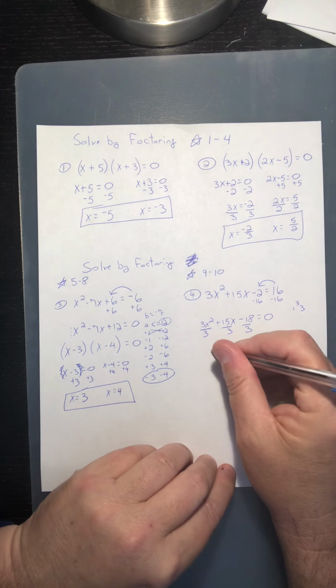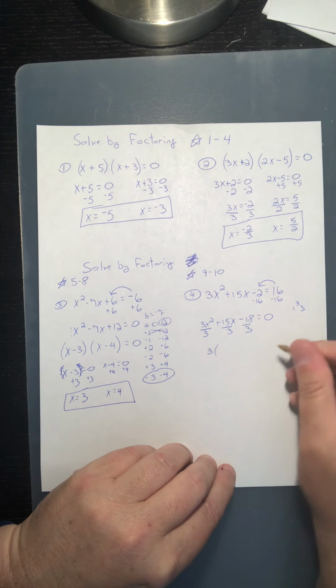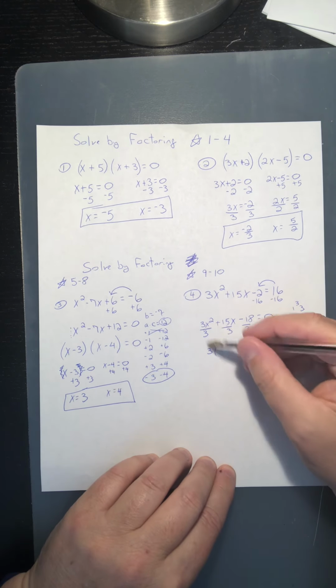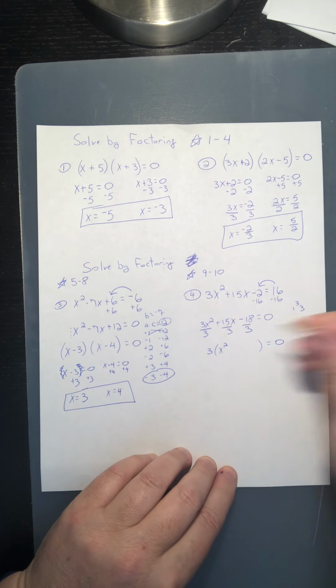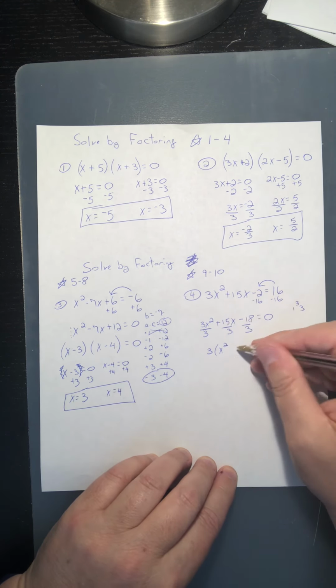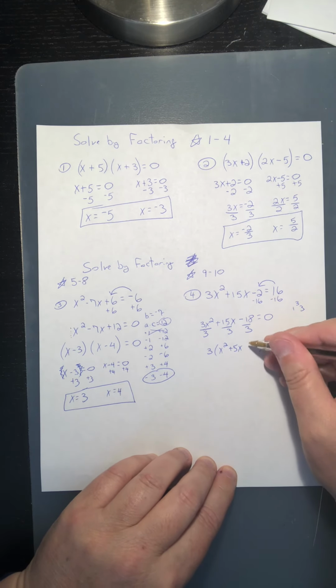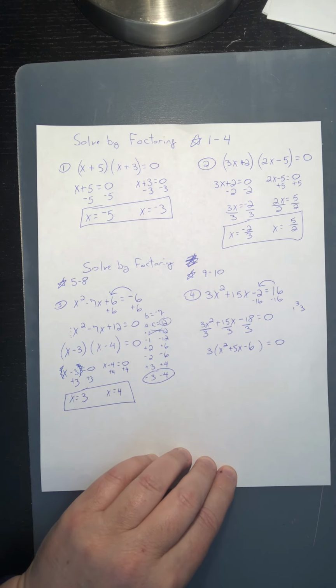So now I know my 3 is going to go out front of my parentheses, still equal to 0. 3 divided by 3 is 1. That leaves me with x squared. 15 divided by 3 leaves me 5x. And negative 18 divided by 3 leaves me with negative 6.